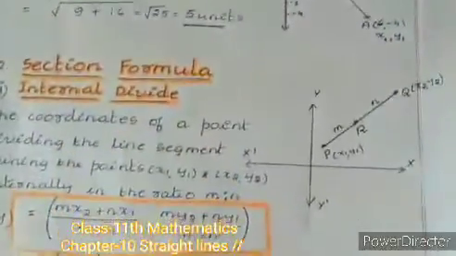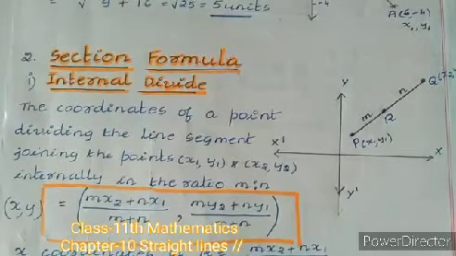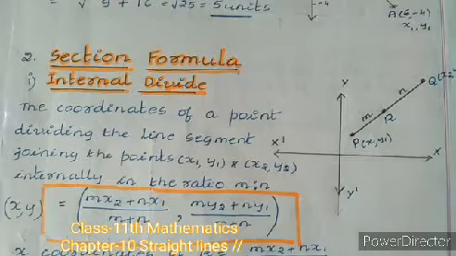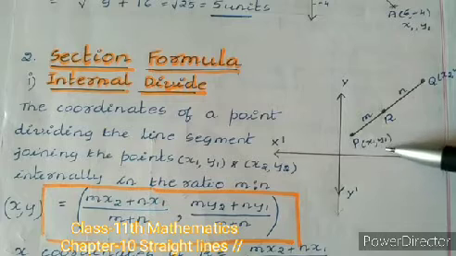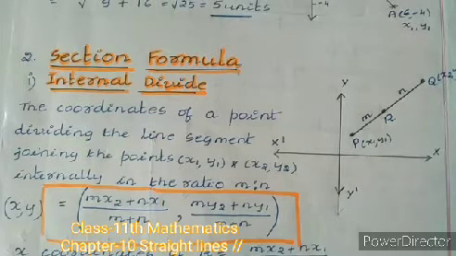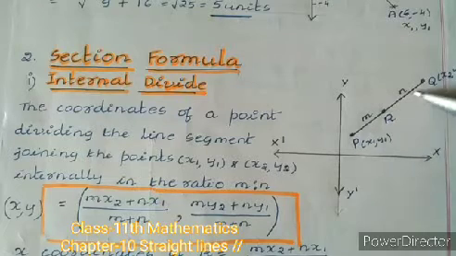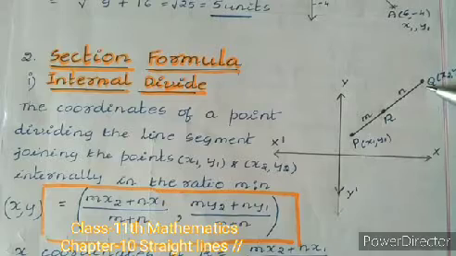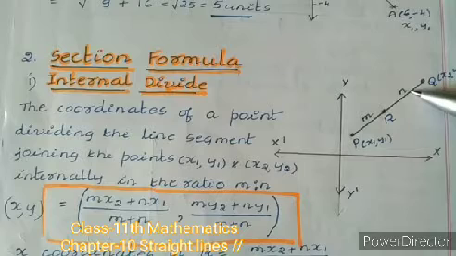Next we have the section formula. In this we have 2 formulas, that is, one is internal divide. Internal divide means, let us say that here you have a straight line with 2 points. The first point is P with x1, y1 coordinates and the other point has x2, y2 coordinates. And there is some point R on the straight line which divides these 2 points internally in the ratio m is to n, or m ratio n.